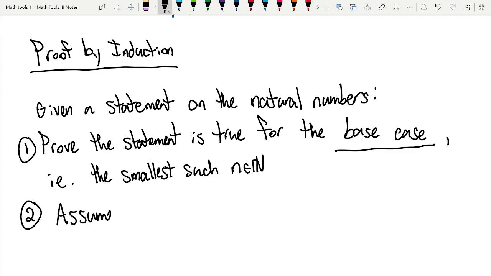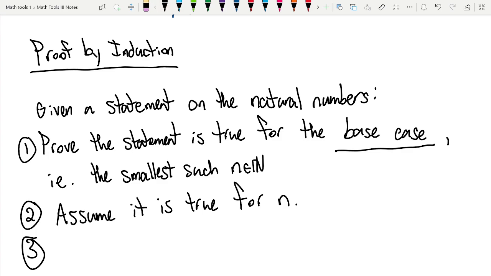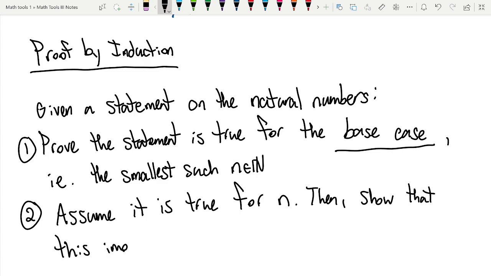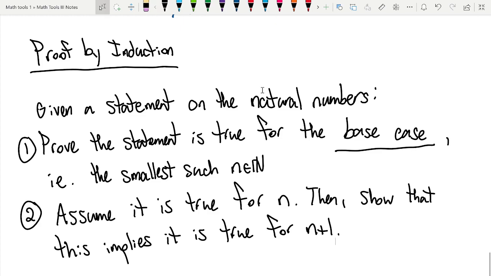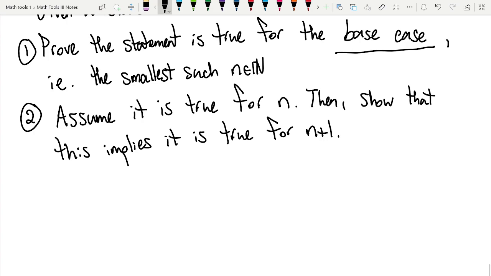Step 2: assume it is true for n. Okay, so this is a little bit weird because typically it's a statement about n. So we assume it is true for some general n, and we use that to show, well, I guess this is really the same step. Then show that this implies that it is true for n plus 1. Okay. So this one can be summarized as the base case. This one can be summarized as n implies n plus 1.